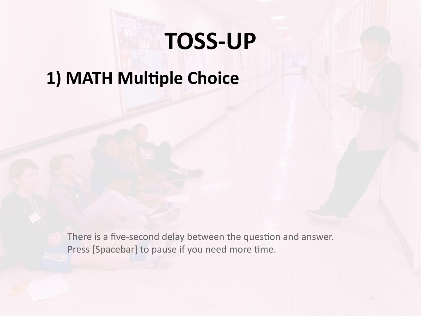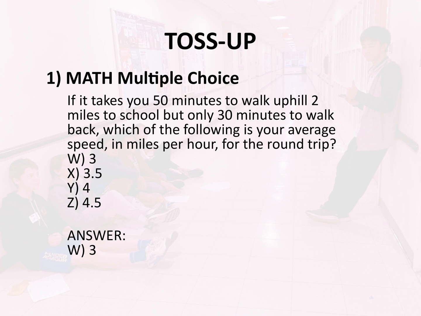Toss-up 1. Math. Multiple choice. If it takes you 50 minutes to walk uphill 2 miles to school but only 30 minutes to walk back, which of the following is your average speed, in miles per hour, for the round trip? W. 3. X. 3.5. Y. 4. Z. 4.5. Answer. W. 3.